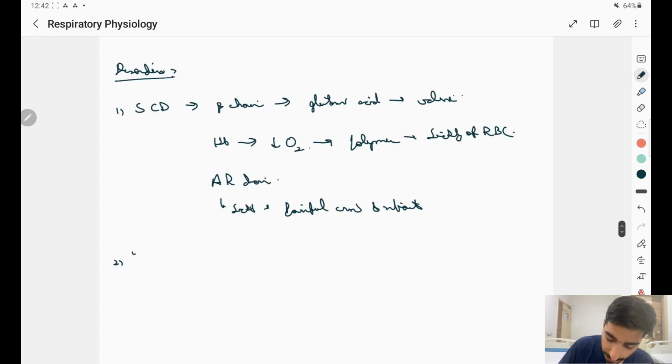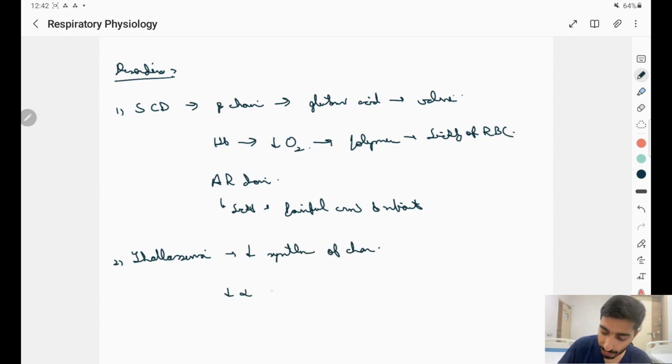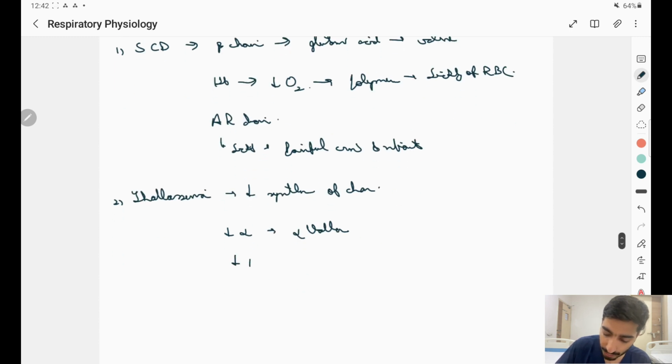The second disease is thalassemia, where there is a decreased synthesis of hemoglobin chains. If there is decreased alpha chain, it is known as alpha thalassemia. If there is decreased beta chain synthesis, it is known as beta thalassemia. Now this is also an autosomal recessive disorder.